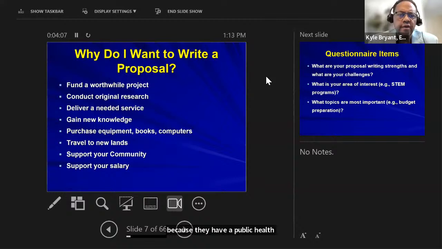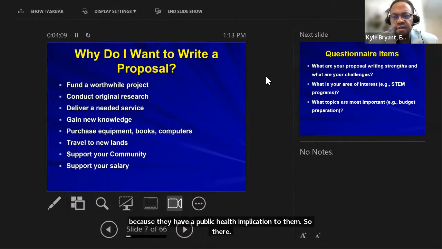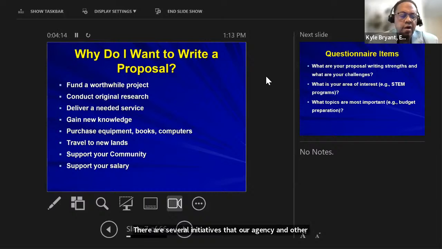So there are several initiatives that our agency and other agencies have that are addressing these concerns and putting millions, if not billions of dollars out there in grant monies that are available to communities to tap into. And I'll share some more information about that in the presentation as we go along.